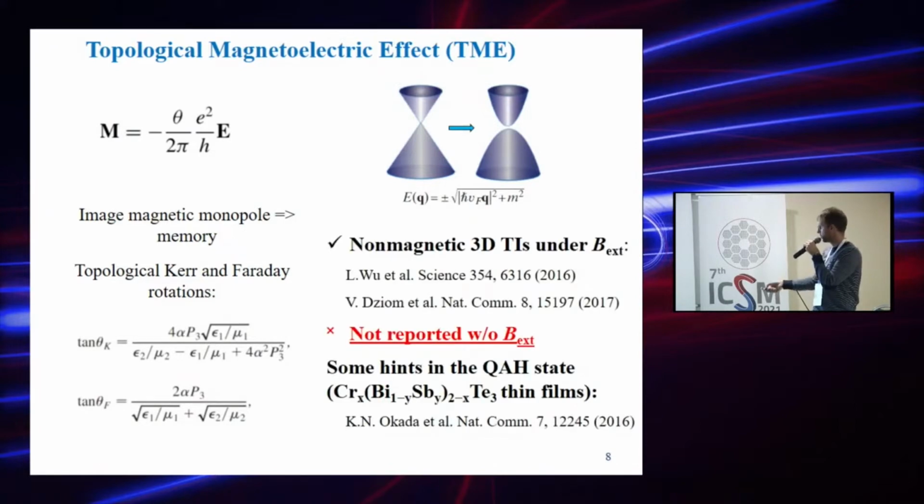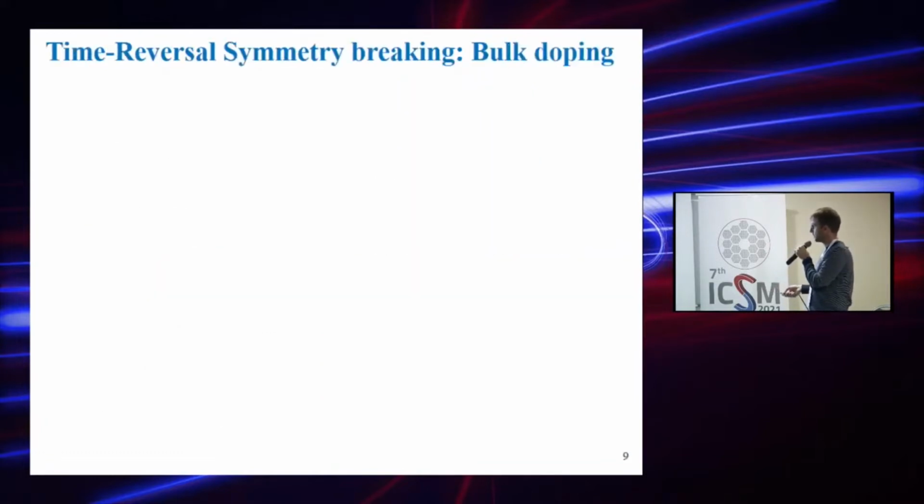People have been trying to realize those in particular, and they have been successful in the non-magnetic TIs, but under external field. But this has not been possible so far for the truly magnetic TI. So let's see how we create a magnetic TI. The first and the simplest way is bulk doping.